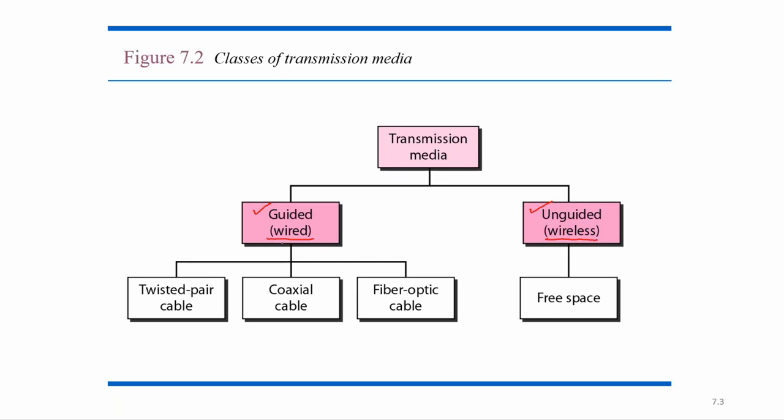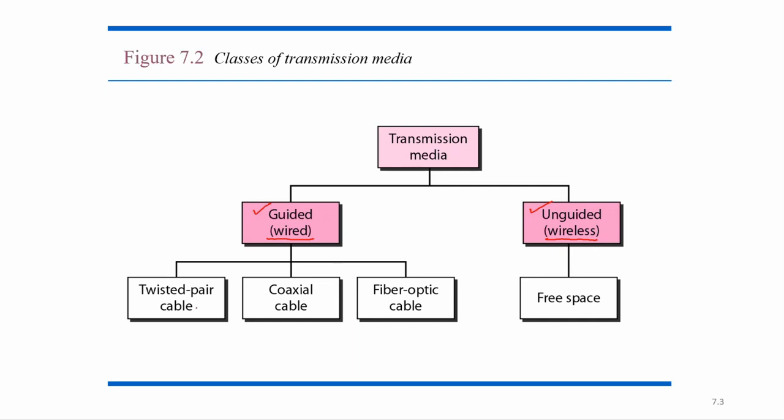Wired means we will be going through the different types of wires that are basically used for data transmission. The first one is the twisted pair cables, then coaxial cable, and then the fiber optic cable. All of this we will see one by one. After that, in unguided, that is the wireless transmission medium, we will see free space. In free space, we will see how the transmission basically takes place.